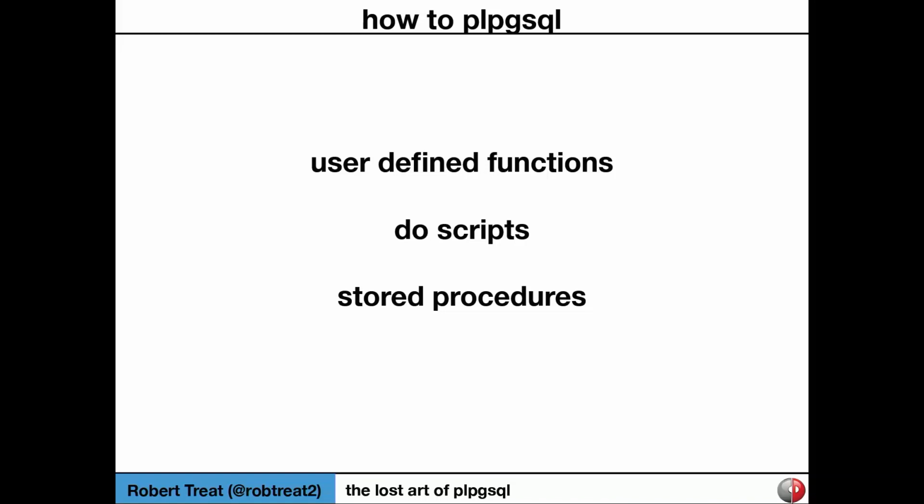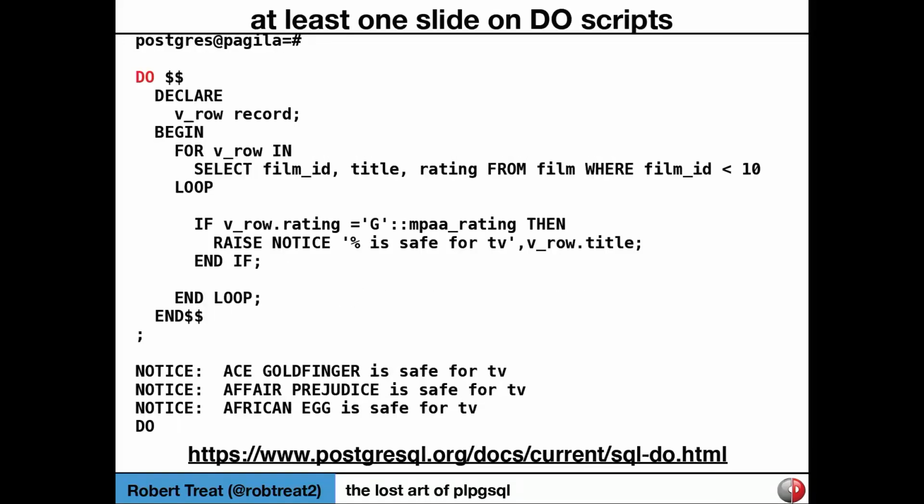There's actually 3 different ways you can access plpgsql. One is user-defined functions. That's the thing I just walked through. The next one is do scripts, which I'll show you an example of in a second. And then there are stored procedures, which are slightly different than user-defined functions. We'll talk about that in a second. I can't spend a lot of time on do scripts because there's not a lot to it.